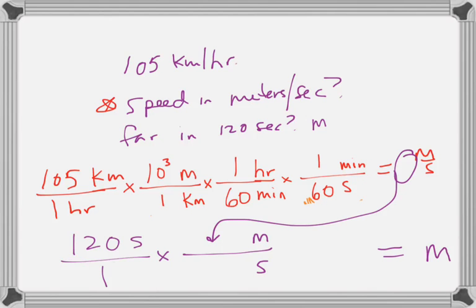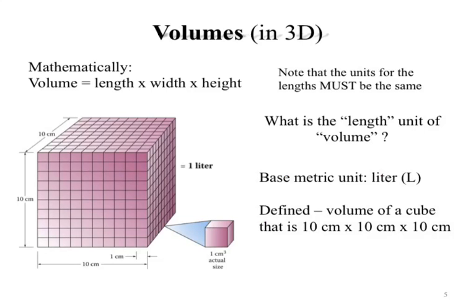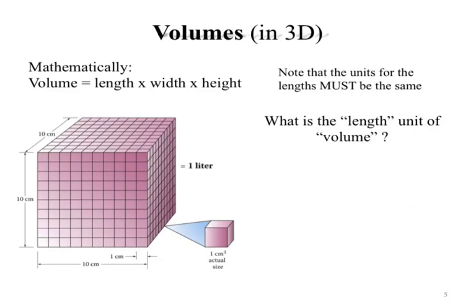Okay. So volumes. Volumes are going to be a little bit more fun to deal with. Mathematically, we can look at the volume of a standard object. The easiest one to deal with would be a cube. We can look at length, width, and height. So if we multiply the length times the width times the height, we can get our volume. Okay, and that gives us our volume.